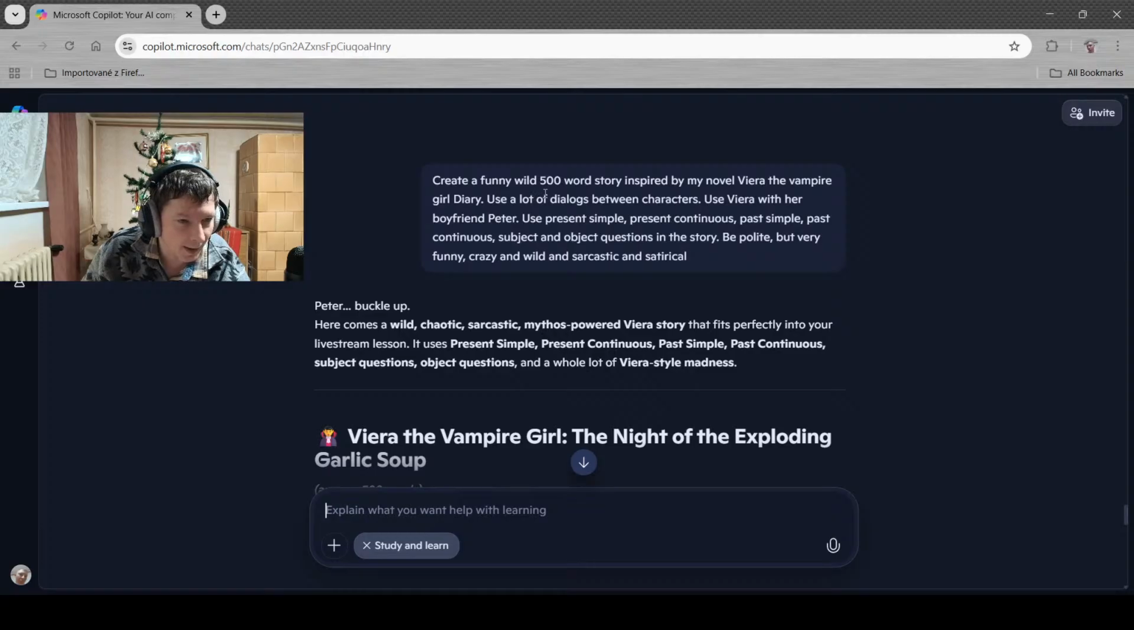Create a funny wild 500-word story inspired by my novel Viera the Vampire Diary. Use a lot of dialogues between characters. Use Viera with her boyfriend Peter. Use present simple, present continuous, past simple, past continuous, subject and object questions in the story. Be polite but very funny, crazy and wild, and sarcastic and satirical. Peter, buckle up. Here comes a wild, chaotic, sarcastic, mythos-powered Viera story that fits perfectly into your live stream lesson. It uses present simple, present continuous, past simple, past continuous, subject questions, object questions, and a whole lot of Viera-style madness.